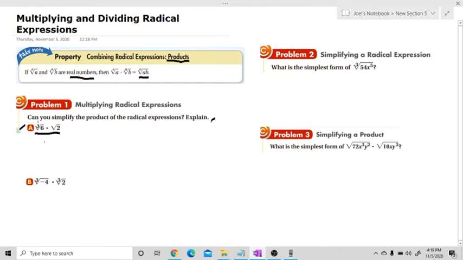Because hindi sila magkapareho ng indices or index. Yung index ng first factor is 3 because cube root of 6 siya. And the index of the second factor is 2 because square root of 2 siya. Kapag hindi magkapareho yung indices, hindi natin pwedeng i-apply yung product property ng radical expression. We cannot simplify this one. The answer in this one is no. We cannot simplify.